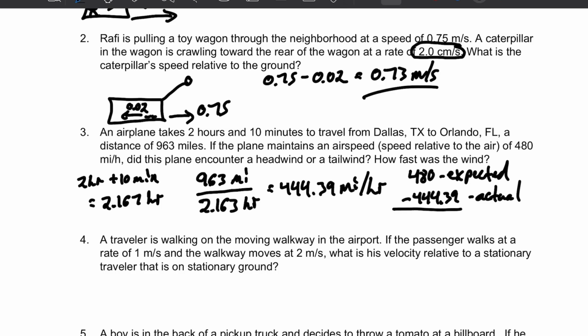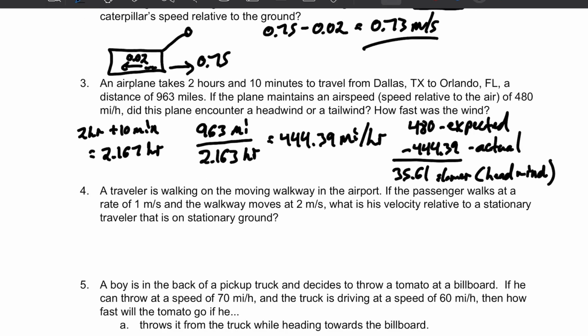Now, a headwind blows against the face of the plane, so it slows it down. A tailwind blows against the back of the plane, pushing it forward and faster. And since we were slower, we're going to say it's a headwind. No, this is not something you have to memorize, but it's just general knowledge to help answer questions. So since it was slower, it was a headwind.